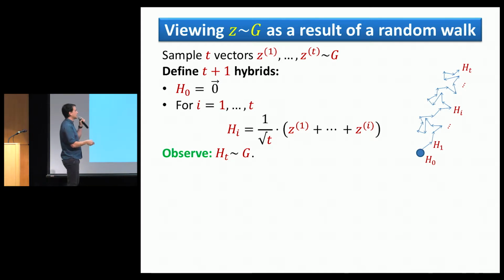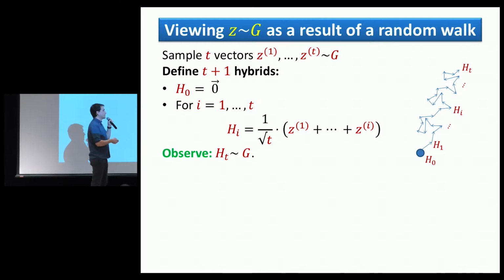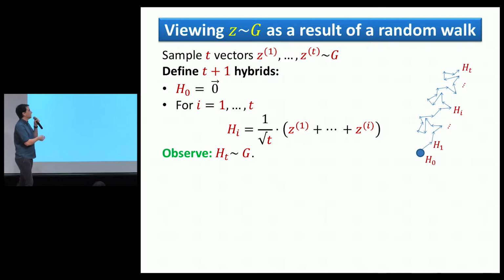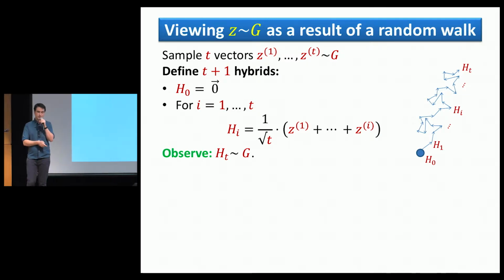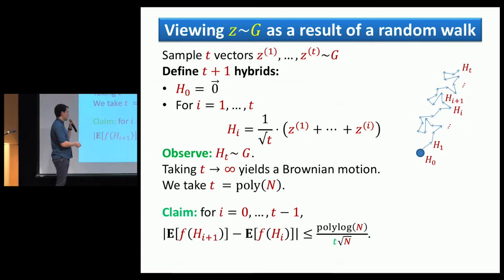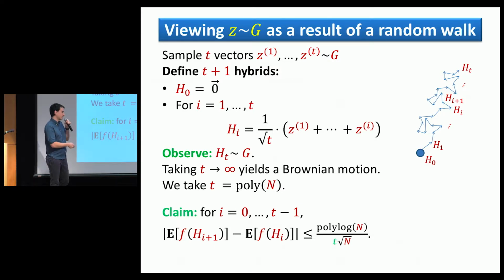Okay, so we have h0, the first hybrid, will be just the origin. And for i between 1 and t, hi will be the sum of the first z1 up to zi divided by square root t. Okay, and I know that ht is distributed according to the Gaussian distribution. So really, I want to show that the expected value of the i plus 1 hybrid is very similar to the ith hybrid. Okay, if I'm showing that, then I can apply triangle inequality and show that the expected value of h0 is very similar to the expected value of ht, and this is exactly what I want.